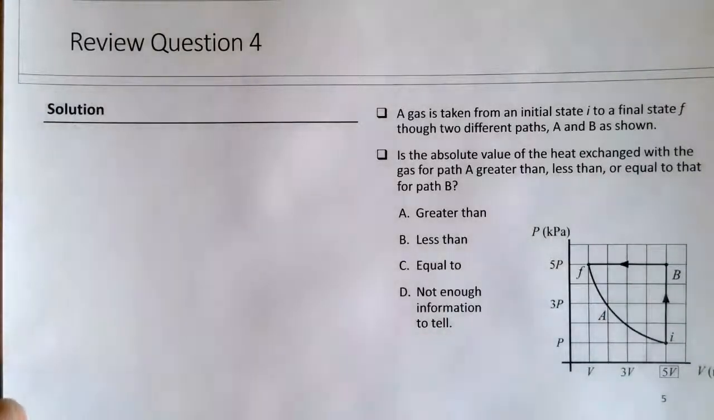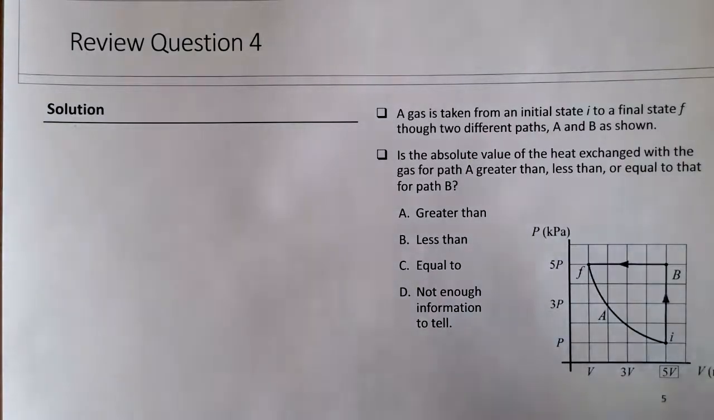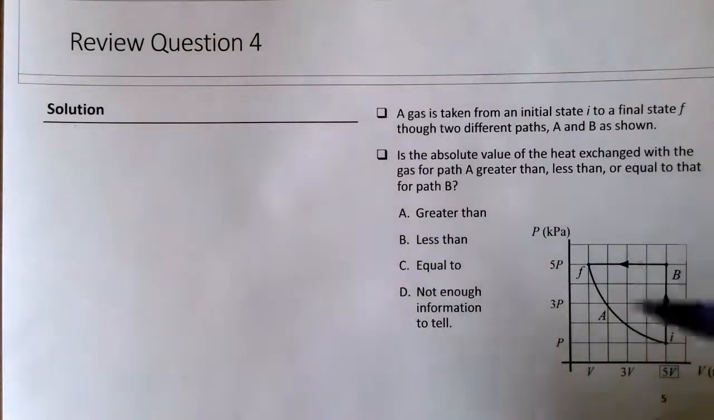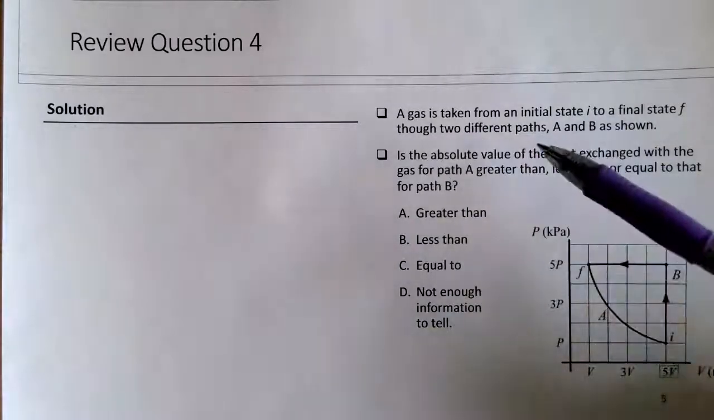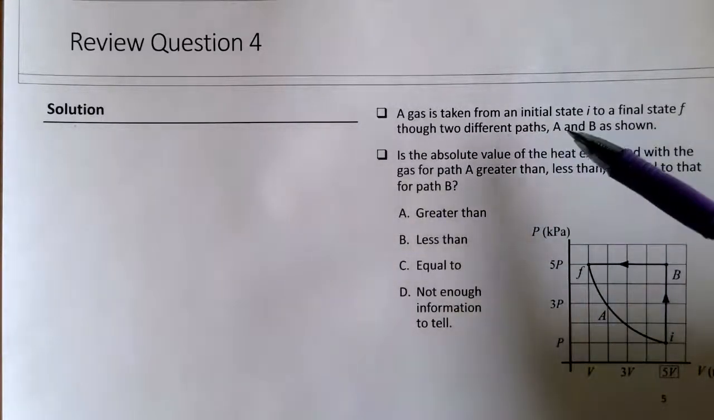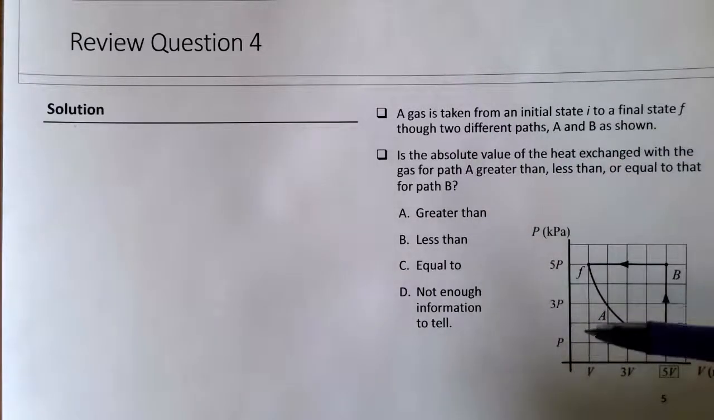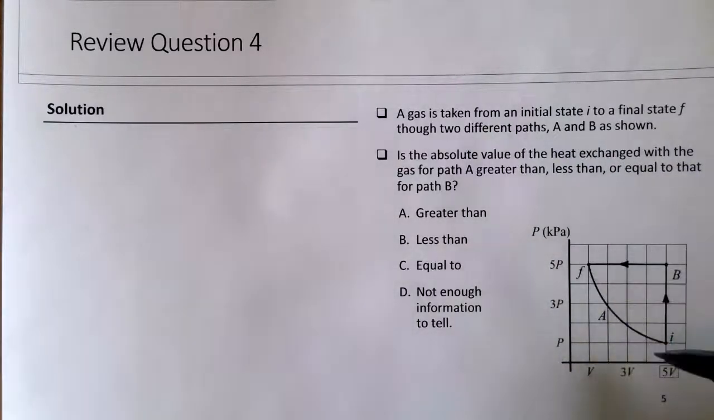Okay, so in review question 4, again it's referring to the same prior process. Here I just updated the slides to say that the gas is a monatomic ideal gas and it is in a sealed container, and it's taken through these two different processes or paths in the PV diagram.